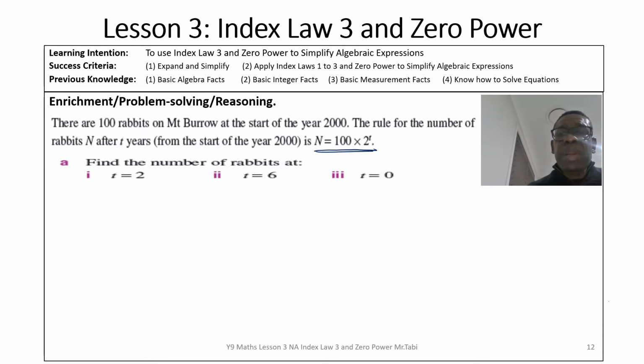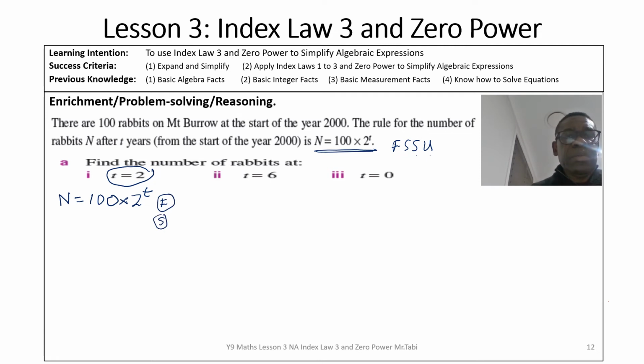Again, we will still apply FSSU, which is formula, substitution, simplify, units. Find the number of rabbits at time t equal to 2, where we know the formula is n equals 100 multiplied by 2 to the power of t. That's the formula. We need to do the substitution.